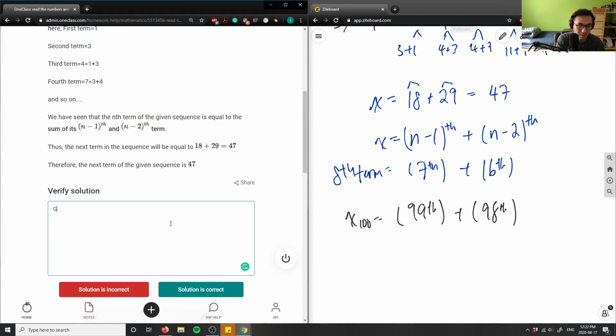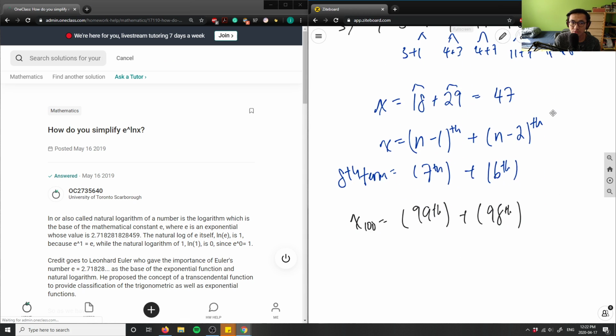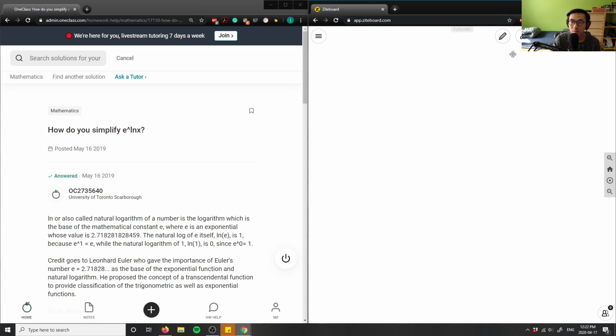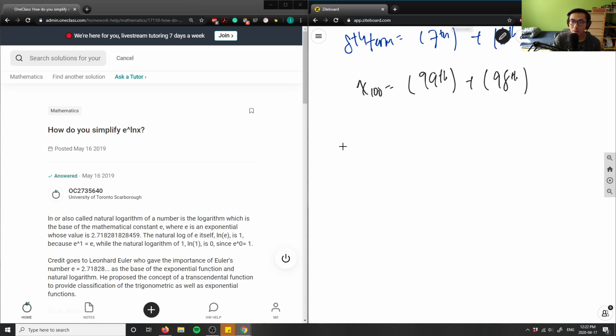So this here is a great solution and analysis. The solution here is correct. So that was question 3. Let's look at question 4.